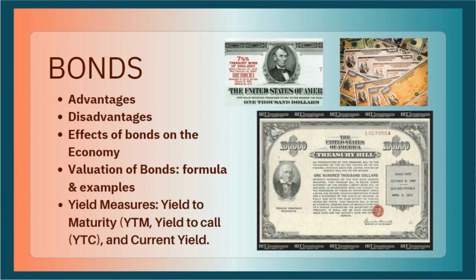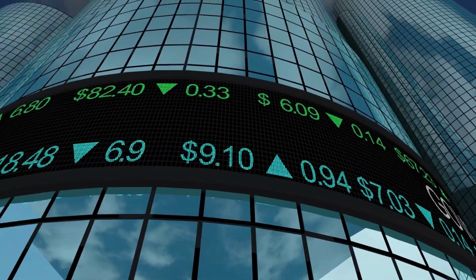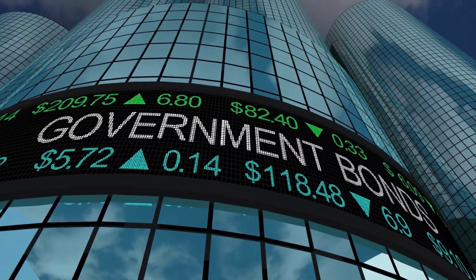At this point, I'm going to discuss to you guys the bonds. What are the advantages and disadvantages of bonds, the effect of bonds on the economy, the valuation of bonds, where I'm going to show you the formula and examples on how to apply it, and then also the yield measure types, which are the yield to maturity, or what we call the YTM, or yield to call, YTC, and then the current yield. Okay, so what is a bond?